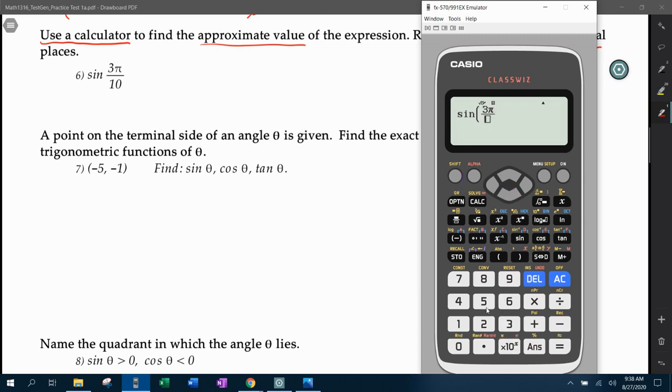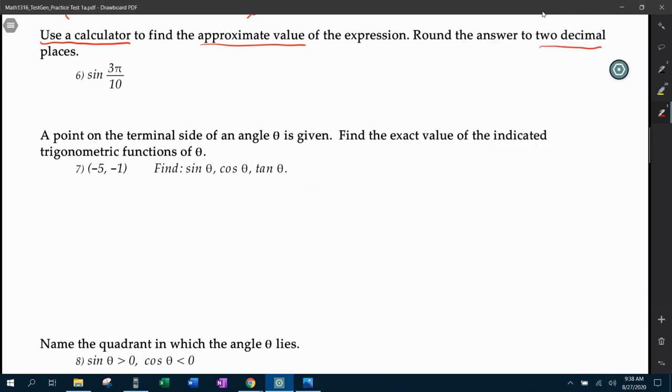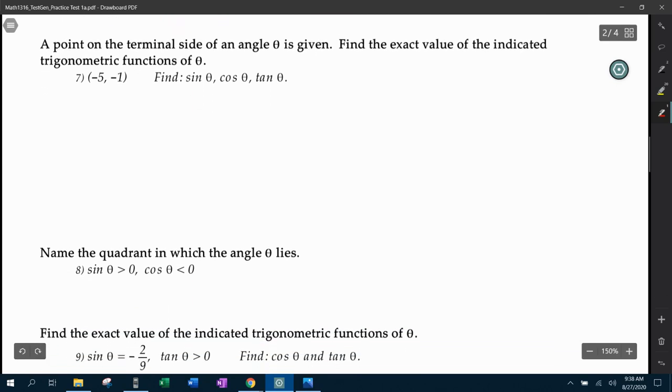Equals, and we need that to 2 decimal places, 0.81 rounded. And that's it for question number 6.